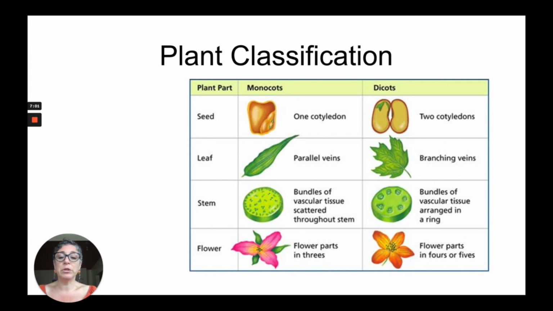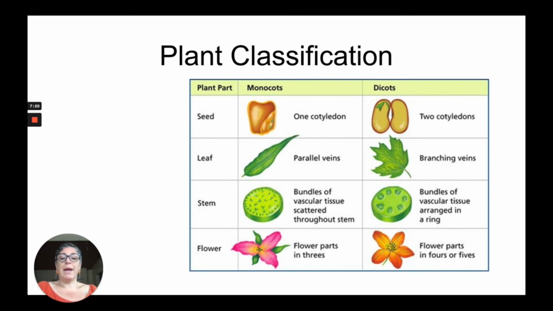When we are looking at the seed of a plant, we want to see, does that have 1 cotyledon or 2 cotyledons? The major example of this is a maize kernel versus a groundnut. Maize kernel only has 1 cotyledon. It doesn't separate into 2 parts like a groundnut does.